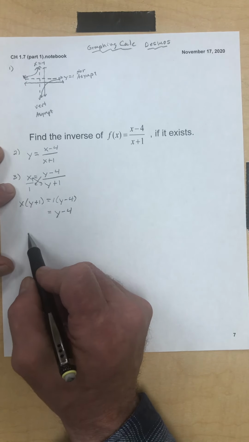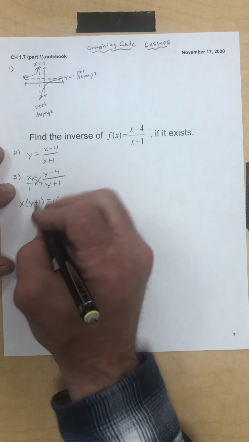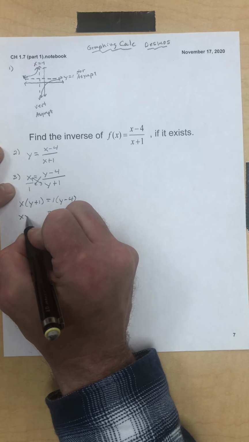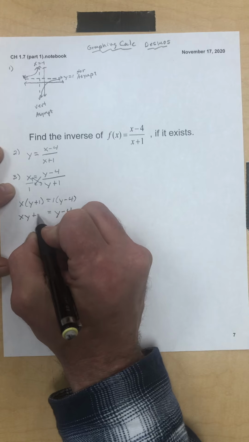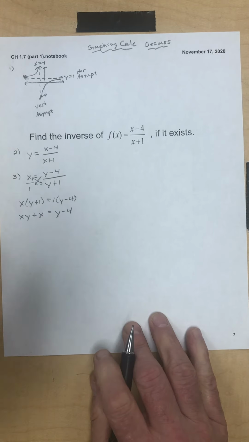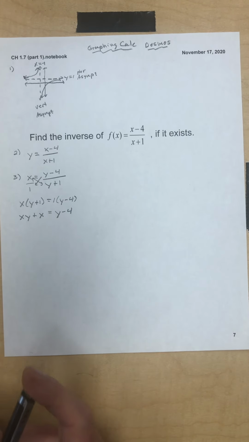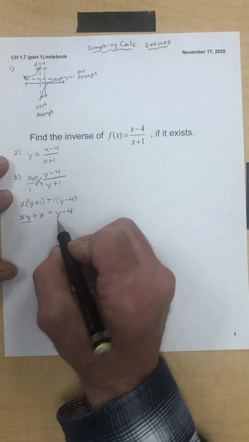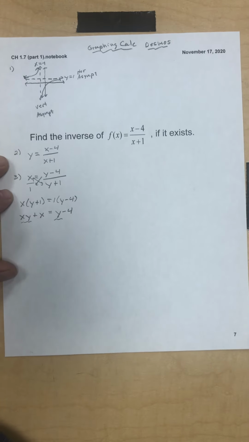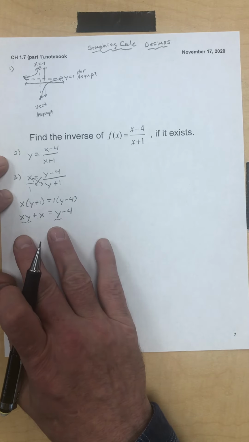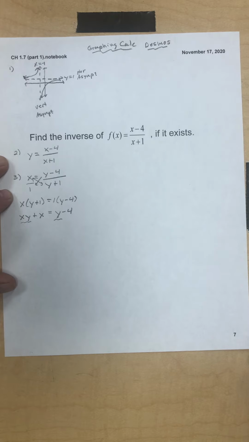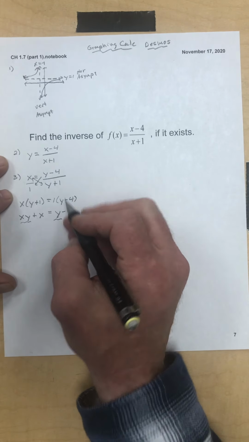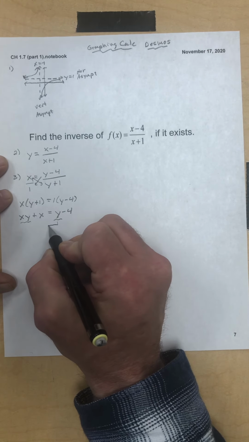So how about we distribute the x? So I get x times y plus x. Okay, so far so good. It's just algebra 1. Now this term and this term both have y in it. So I need to get those two terms on the same side and get everything else on the other side. So what if I bring this guy over?